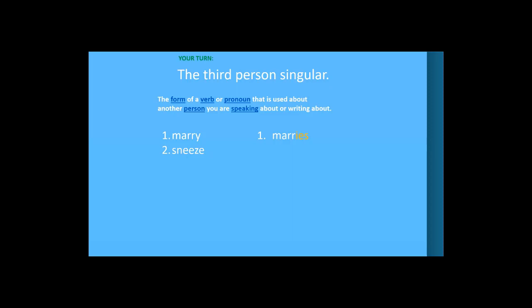Okay, pause the video and write down your answer. Okay, so number 2, sneezes. So here, remember, if it's ending with a Z, we add an ES. Okay, next word, annoy. Pause the video and write down your answer. Okay, so the answer, annoys.